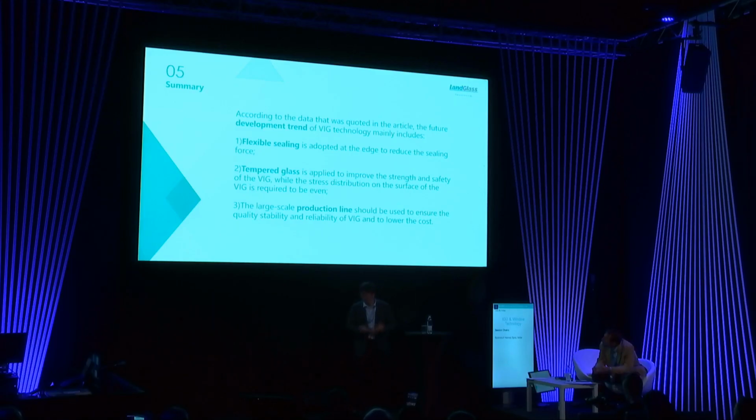The second one is tempered glass. Everyone wants safety glass, so this is also a very good focus. The third one is the large-scale production line, because more and more people want to live in a house with VIG, so they want companies that can offer mass-produced VIG. This is also one of the focuses we have analyzed from the patents. And this is pretty much my presentation. It's a little bit short, but I hope you learned something from it. Thank you.